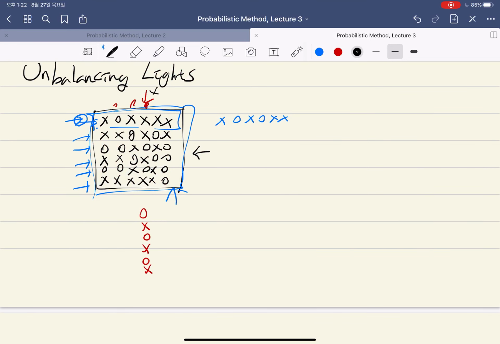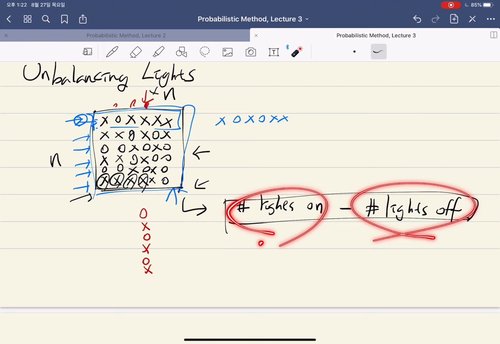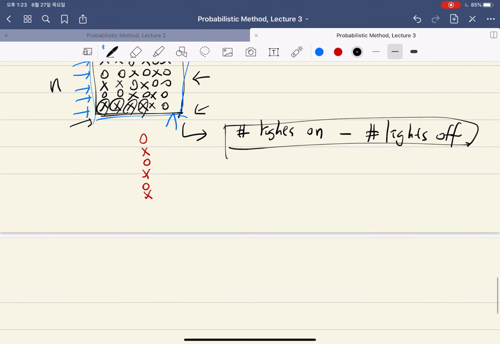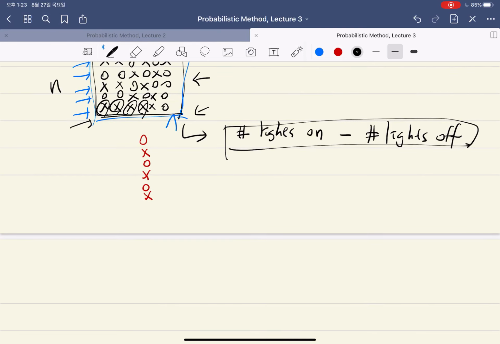So let's make it a bit more rigorous. We want to put it into a mathematical formulation. Instead of estimating the number of lights on, because if you have an n by n array, you know exactly how many bulbs are here, if you know the number of lights on minus the number of lights off, then you actually know each number, because you know the sum is n squared. So if you know the difference, then you get the answer.